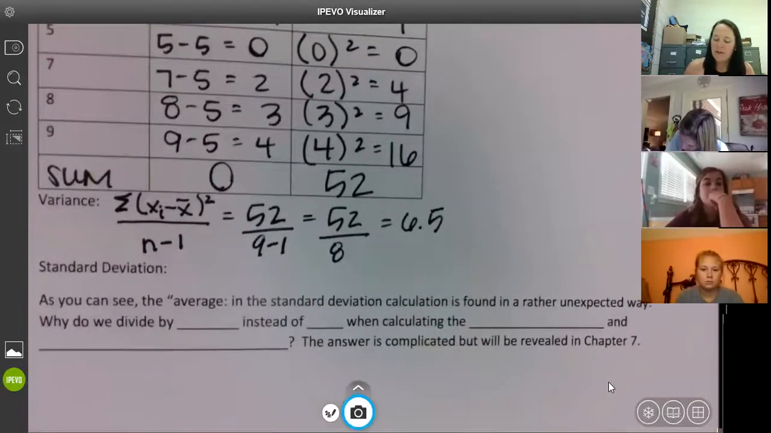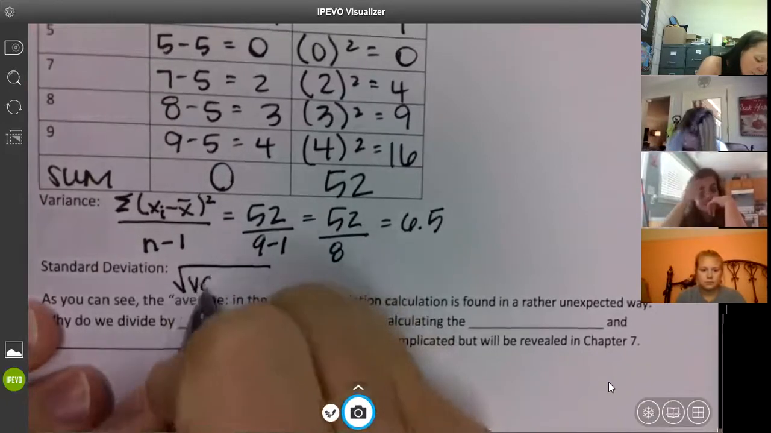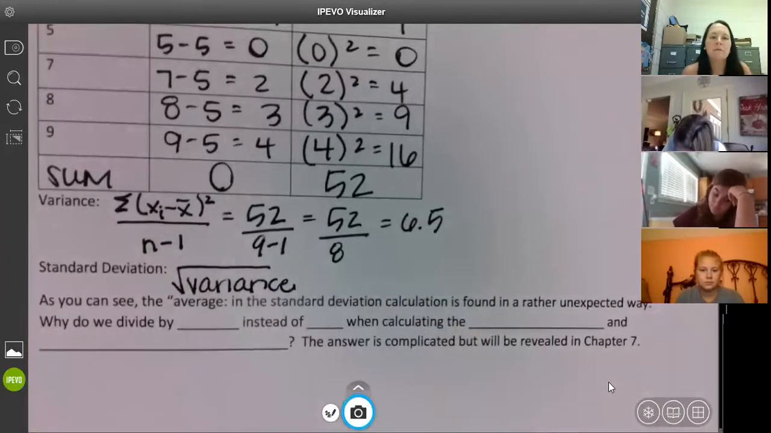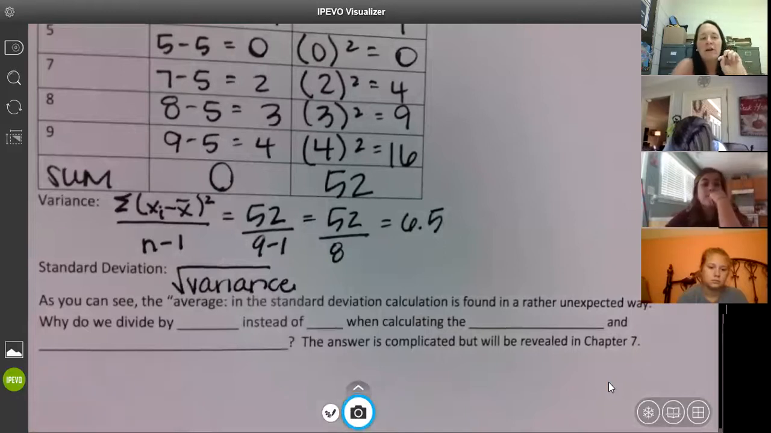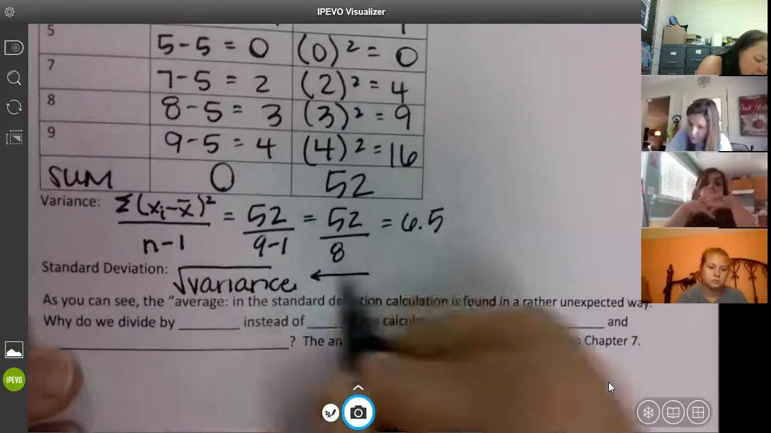So then to find your standard deviation, you take the square root of the variance. Now you're going to have to know that these are interchangeable. The square root of the variance is the standard deviation. To find the variance, you square the standard deviation. Those are interchangeable, and we'll do those a lot. It's not something that you have to know in 2 seconds.